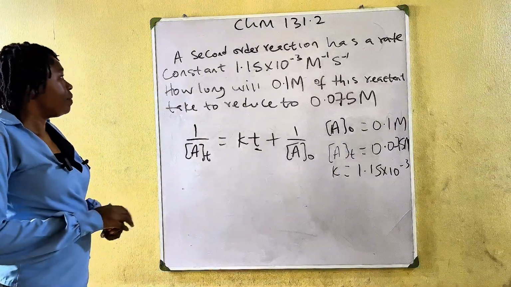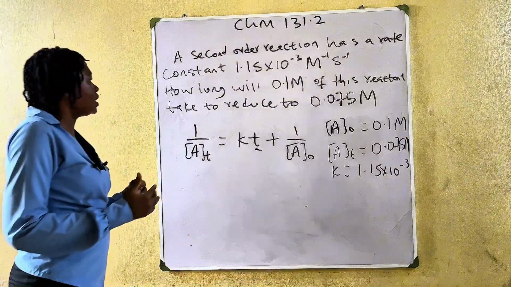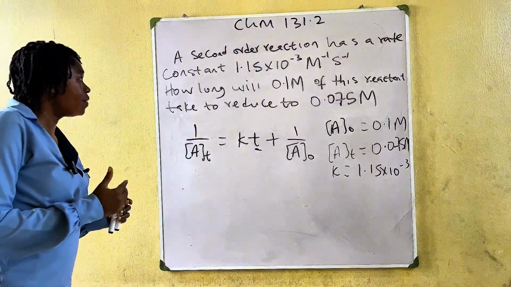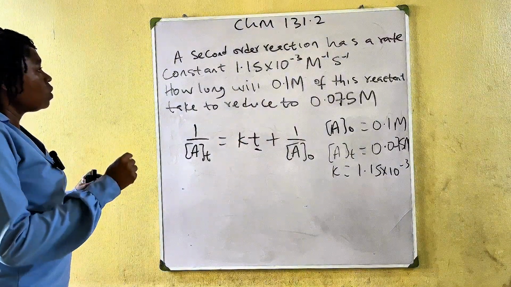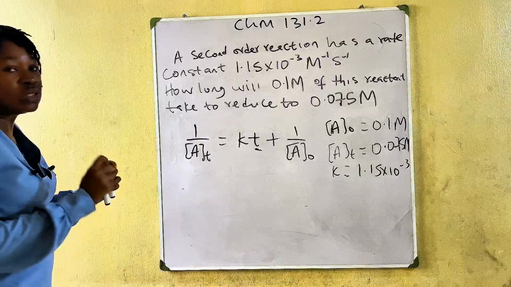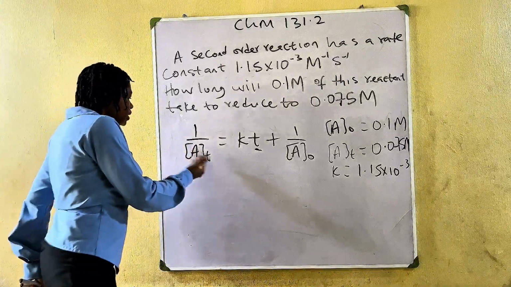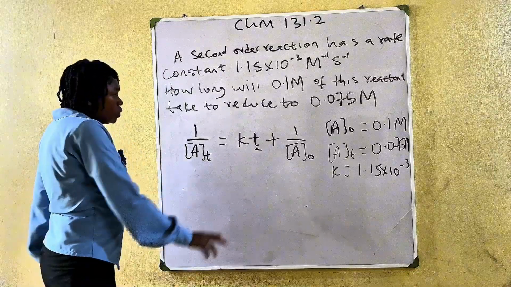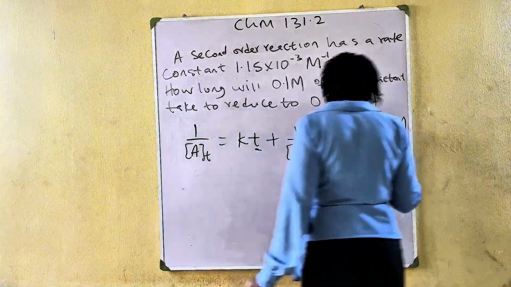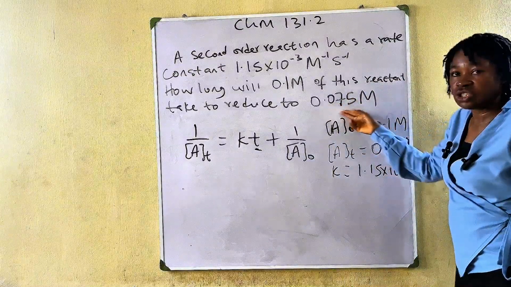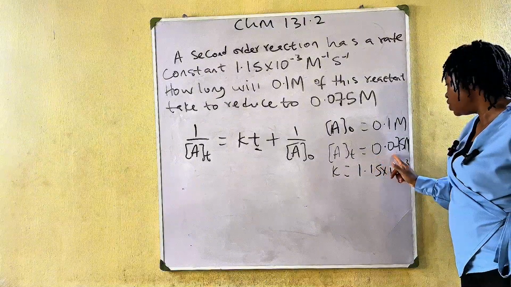So let's look at this question. A second order reaction has a rate constant of 1.15 times 10 to the power minus 3. How long will 0.1 mole of this reactant take to reduce to 0.075? So this is the formula for second order reaction. We're actually looking for time. The initial concentration is 0.1. The final concentration, or concentration at time t, is 0.075.